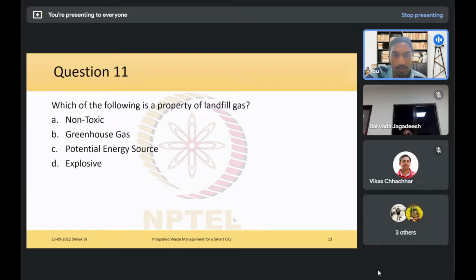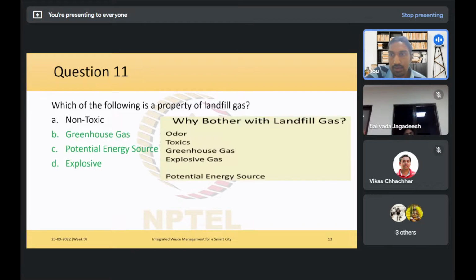Okay, so let's take a look at the answer. It is options B, C, and D. Right? So we know carbon dioxide, methane, they are greenhouse gases, right? So methane is a potential energy source, right? We can use it for generating energy. We can combust it and produce heat from it, right? It's a potential energy source, and methane is also explosive. It's combustible as well as explosive. So is hydrogen sulfide, right?